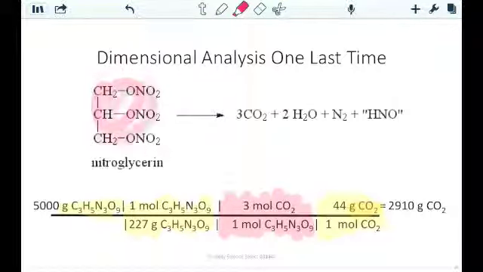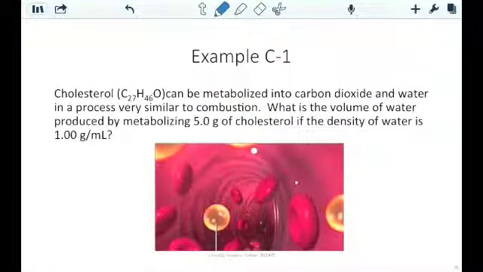So we're going from grams to grams. The same rules still apply: anytime you see grams, you need the molar mass, and that's why we have the molar mass twice, because we're going from grams to grams. So let's look at an example problem and try to tackle this.